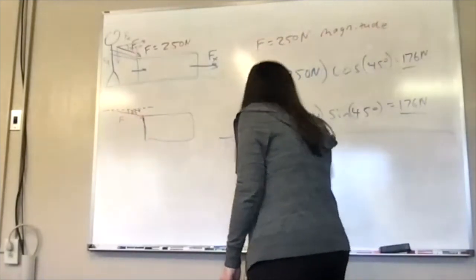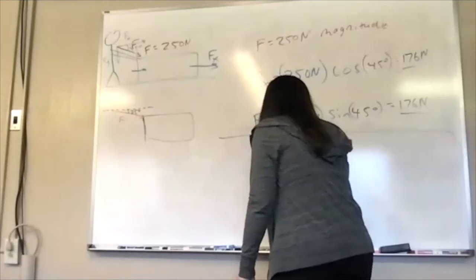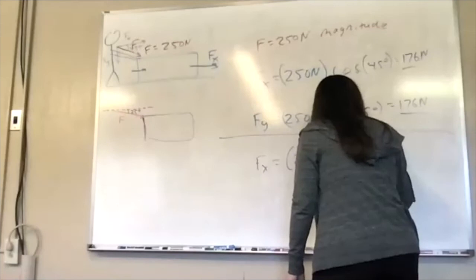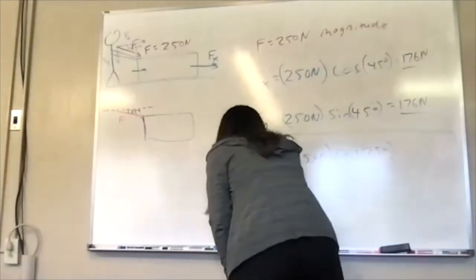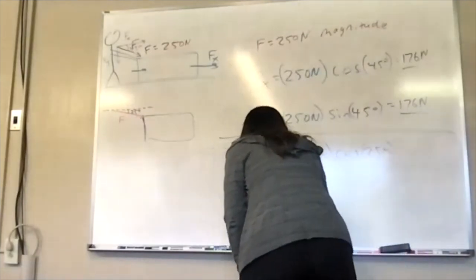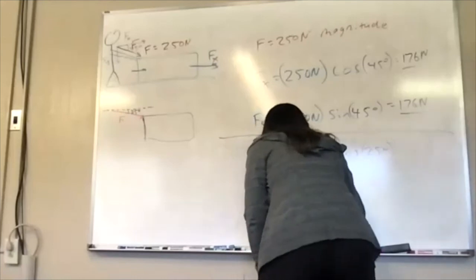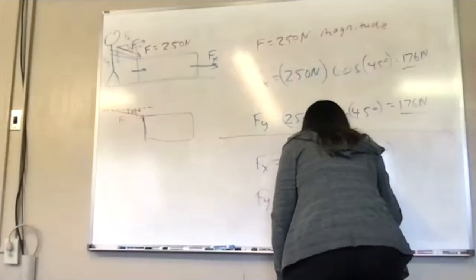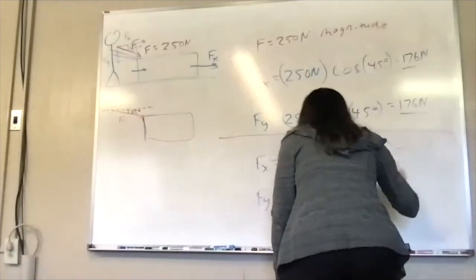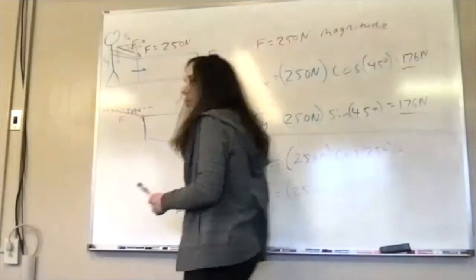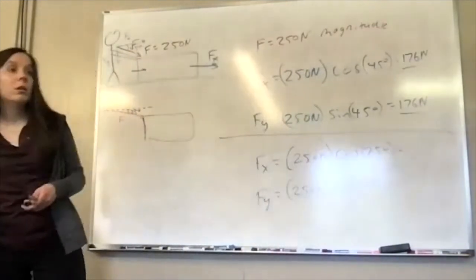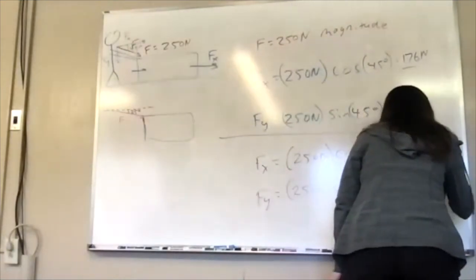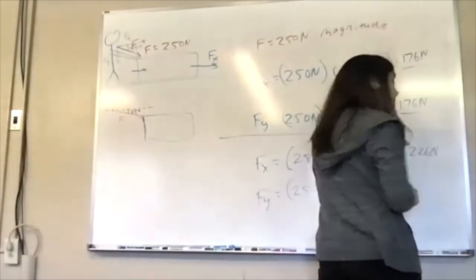So F sub x would be found by doing 250 times cosine of 25 degrees, and F sub y would be 250 times sine of 25 degrees. Somebody tell me what those are. Okay, 226, and you said 105? Okay.